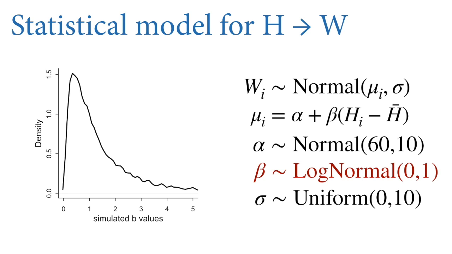There's just a function, rlnorm, which samples from log normal distributions, and you can see that it's constrained to be positive. All the simulated values are above zero. Most of them are quite small, so the expected slope is quite small here. Most of the time it's going to be less than one, but really big slopes are vanishingly possible. Log normals often have very long right tails like this.